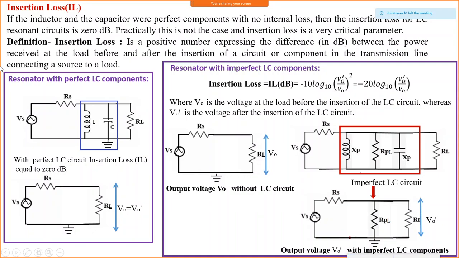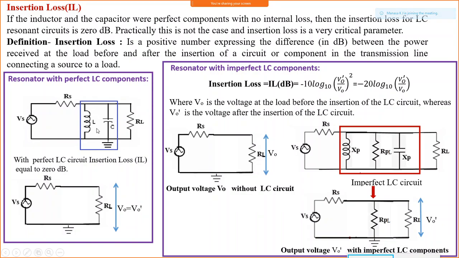Okay, in the previous class I was telling about insertion loss. Insertion loss is due to the insertion of a network in between the source and load. If you connect the source and load directly, we will have the output voltage equal to V naught. If you insert a network in between the source and load and measure the output voltage, you call it V naught dash. That is called the insertion of a network.